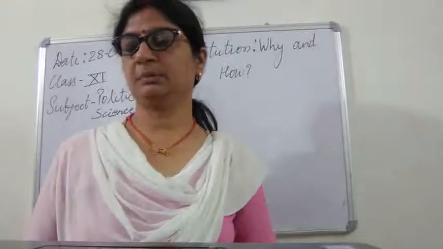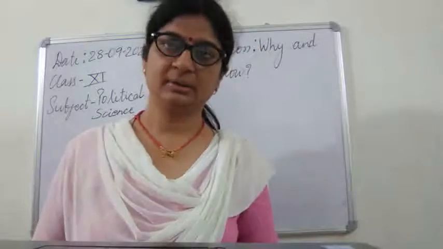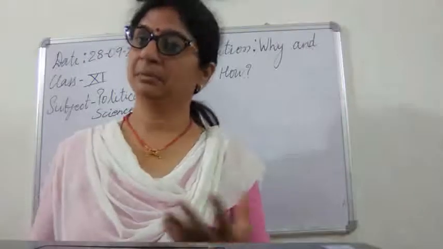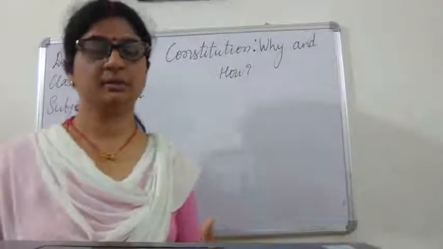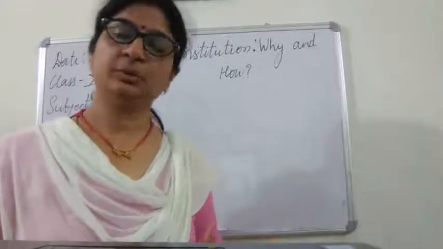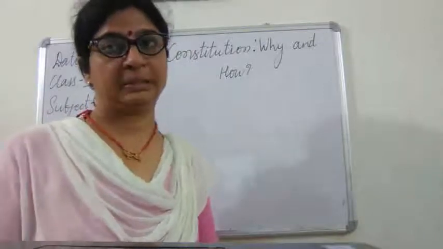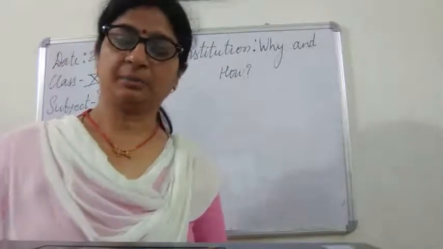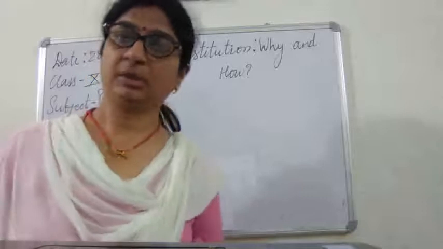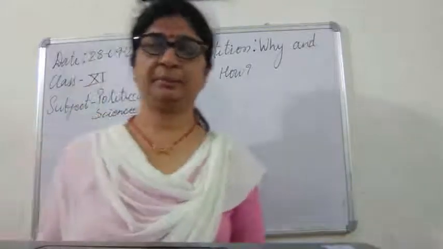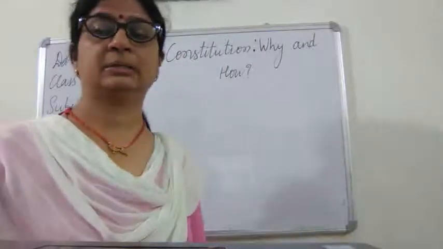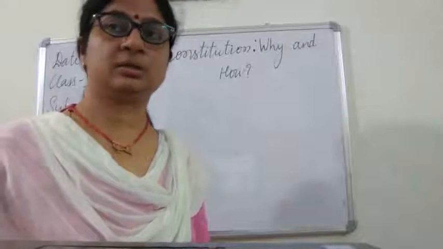Because it is not possible for all the people to take part in the decision making process. So this is also mentioned in the constitution: people will elect their representatives, and these representatives will form the legislature, as we know. All these things are mentioned in the constitution: how the parliament will be constituted, how the state legislatures will be constituted, what are the powers of the parliament. Parliament is the supreme law-making body of our country. So all these things are mentioned in the constitution.